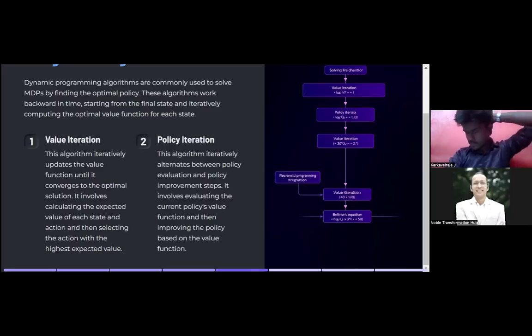Then we have policy iteration, where the algorithm iteratively alternates between policy evaluation and policy improvement steps. These are very crucial, important steps, because in MDPs we learn from past data and past experiences.